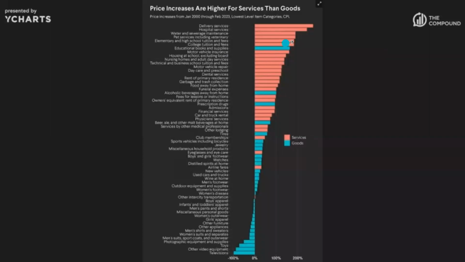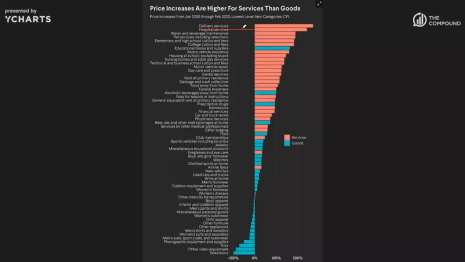Now, this chart's a little bit hard to see, but this is basically going over inflation, all right? And we're looking at the price increases from January of 2000 through February 2023 for CPI. And basically, what you're seeing is that the price increases are higher for services than goods. And so essentially, it's all of the services that are really just driving inflation.